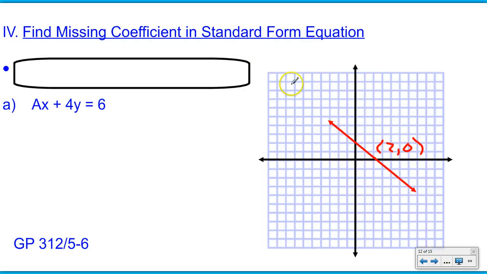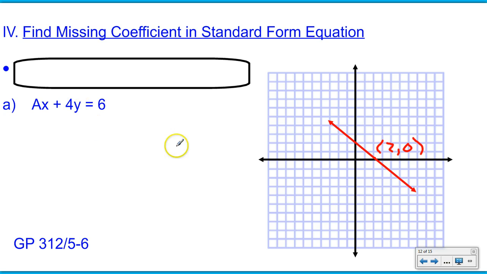Let's try something different. How about finding a missing coefficient in a standard form equation? So in this case, we're given an equation that is just incomplete. We're being asked to fill in the coefficient. That's the number that is sharing this variable. Co-sharing, right? This variable. We're asked to try to find A. And we know that this is the given line. Okay? And we actually have a known point on the line at 2, 0. So what could we do to find A?